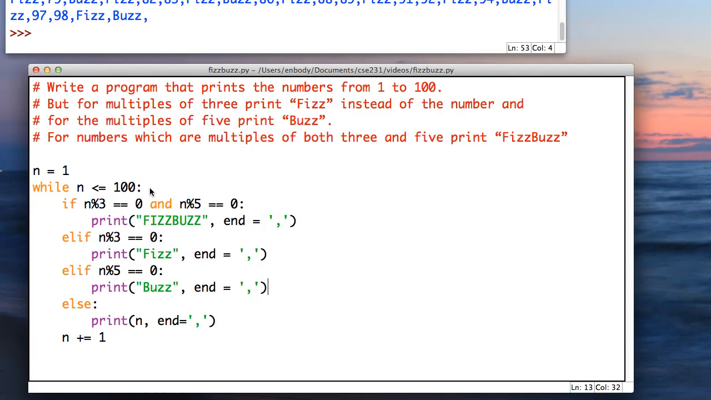If we backed up, suppose we had the number 10. In that case, divisible by 3 would be false, divisible by 5 would be true. Because of the and, the whole expression would be false, so we'd move on. Divisible by 3 would be false, divisible by 5 would be true, and we would print the buzz. Let's give that a try.